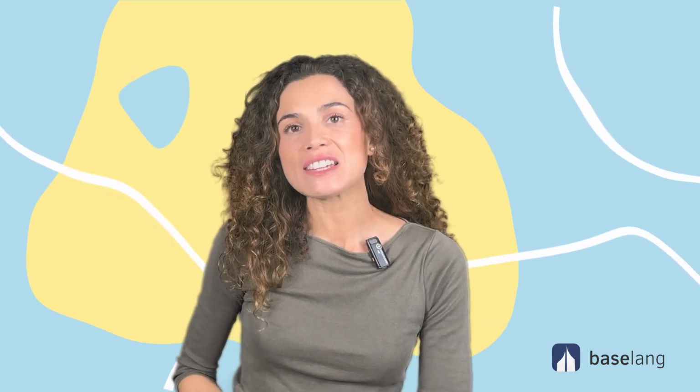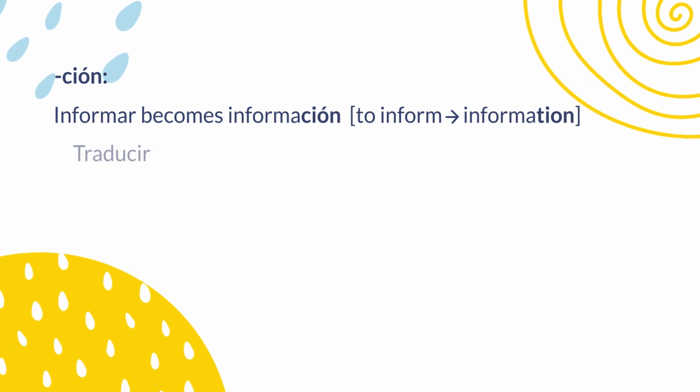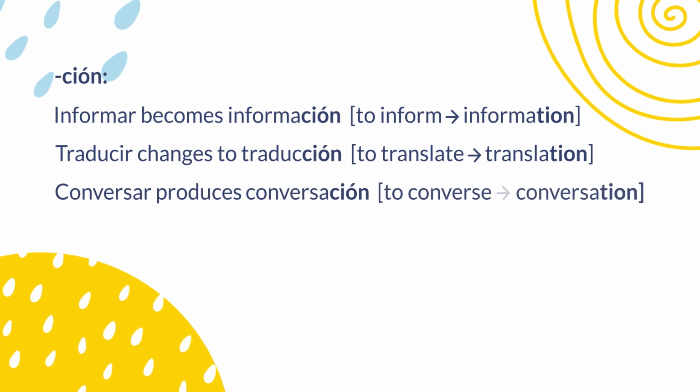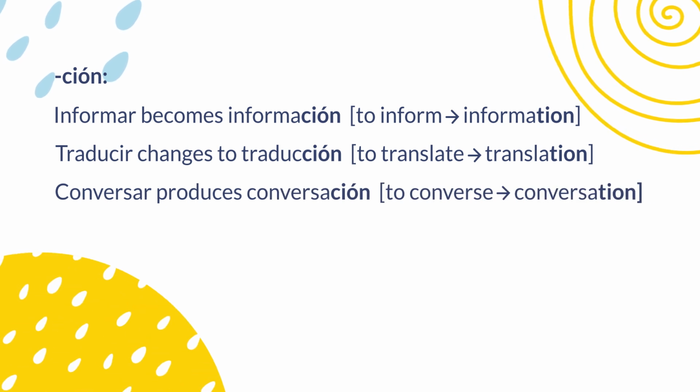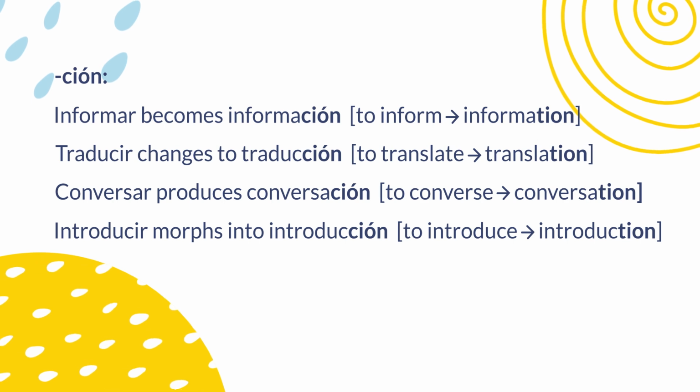Now let's see the suffix -ción, which converts a verb to a noun. With some verbs, we use -sión instead. Your equivalents in English usually appear as -tion or -sion. Let's see some examples with -ción. Informar becomes información. Traducir changes to traducción. Conversar produces conversación. And introducir morphs into introducción.